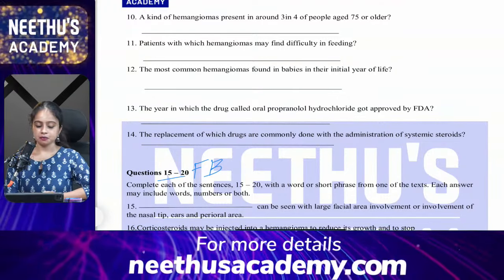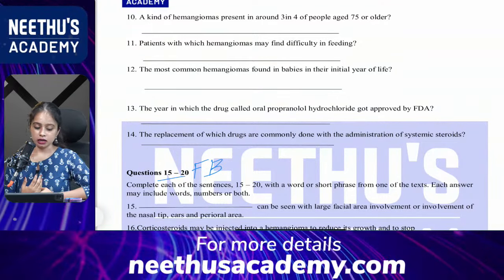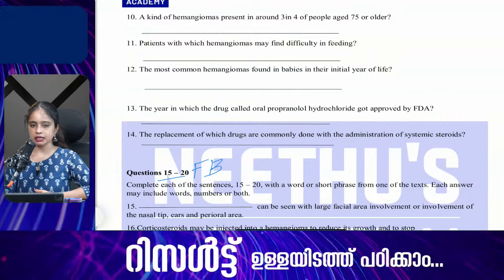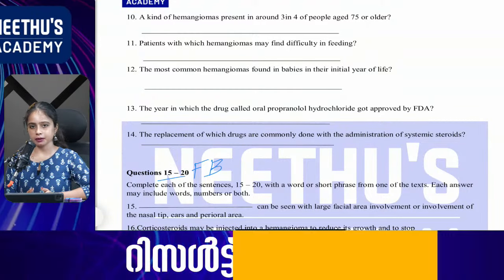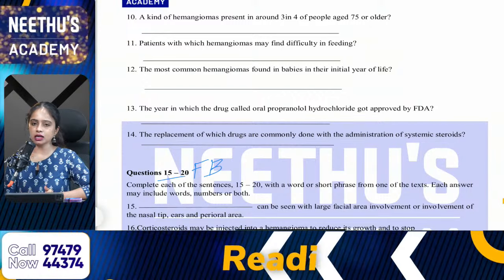Then all the signs and symbols. For example, I can say equal to is a sign. Percentage is a symbol.